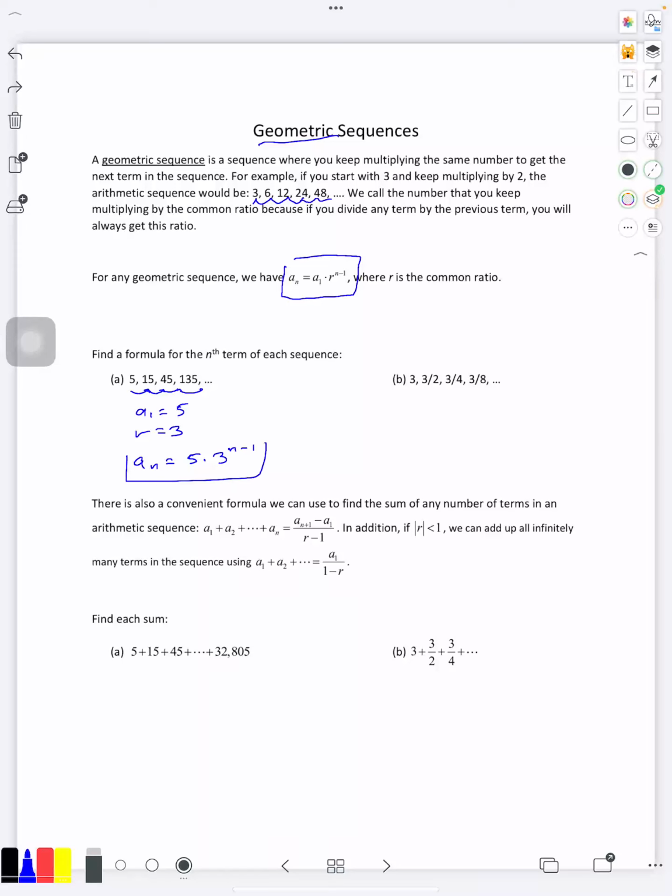Now notice I cannot combine the 5 and the 3 because they have different exponents. A lot of times students will make the mistake and put 15 there or something. That would be wrong.